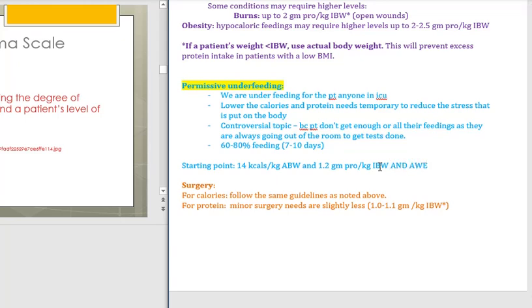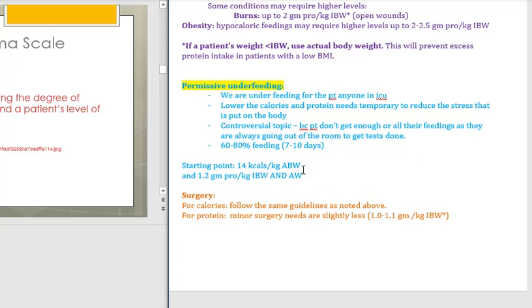For the calories, you're going to use whatever you would normally use. So if you were going to use actual body weight to determine full needs, then you would use actual body weight for permissive underfeeding as well. Same with protein. Most often you're going to use ideal body weight, but if they weigh less than ideal, then you may have to use actual weight. So the same rules apply.